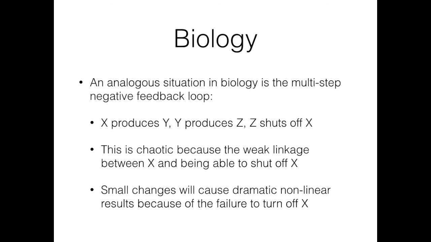So this weak linkage between x and being able to shut off x is what causes an irreducibly complex system. We can see the results of what happens when this fails in biology, because you get things like cancer. What is cancer? Cancer is when your body can't shut itself off from multiplying. So small changes will cause dramatic nonlinear results because of the failure to turn off x. Whatever x is doing, it's just going to keep doing that, even though it needs to be shut off.